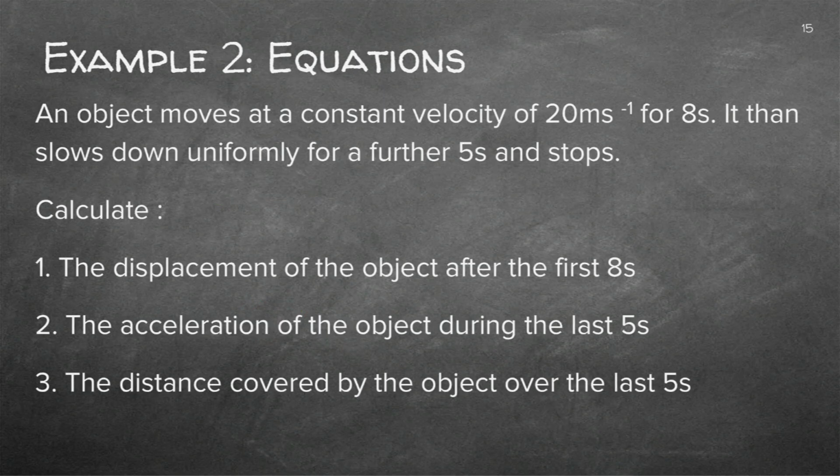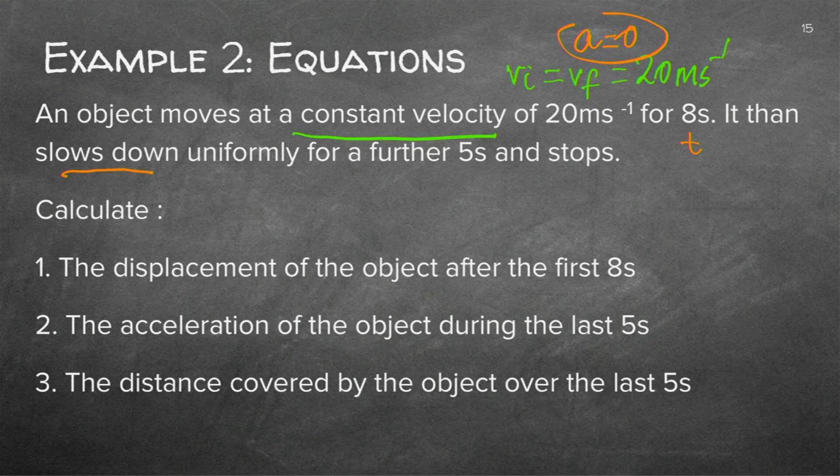Right, let's have a look at this one. The object moves at a constant velocity. Now, what does that mean? It says it started and its final velocity will be 20, which also means, have a look, 0 acceleration. So these are the kind of things that you've got to read into these, with a time of 8 seconds. It then slows down, so you know it will be an acceleration in a negative way for a further 5 seconds, and it stops. So what is the displacement in the first 8 seconds?